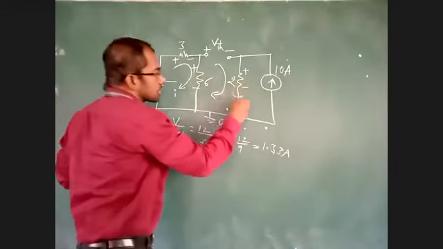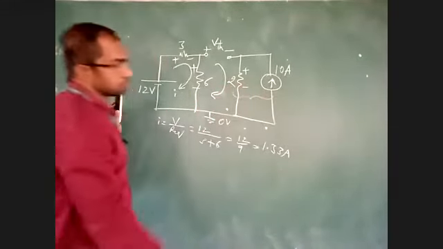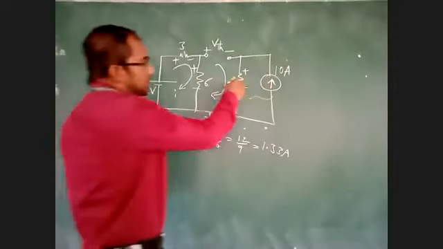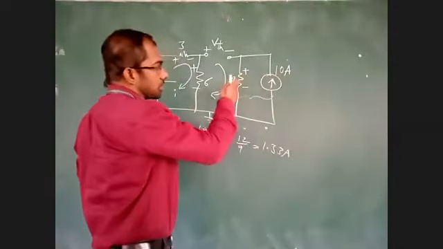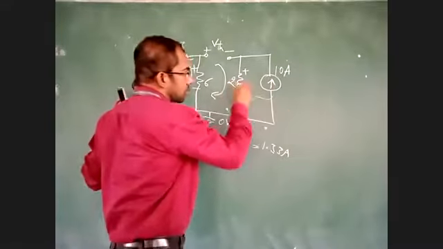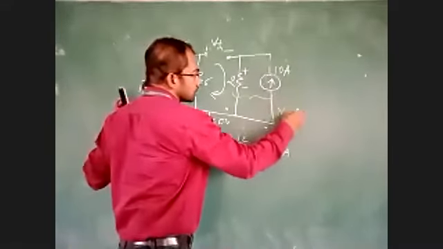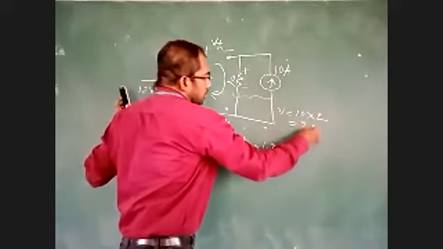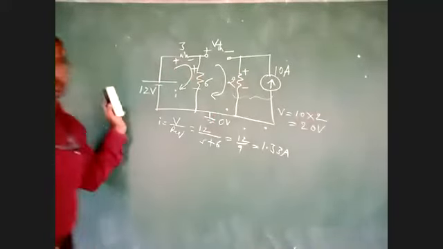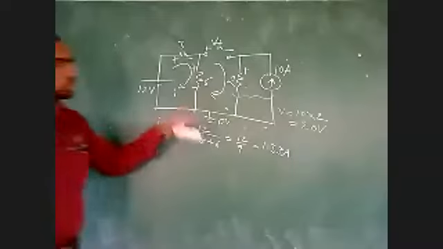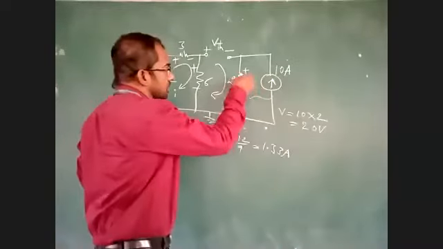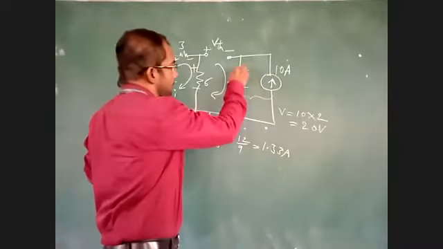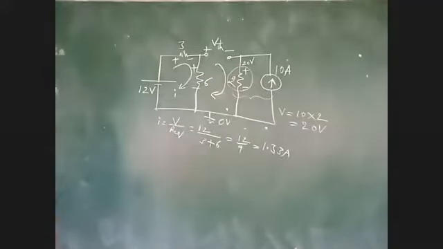Now apply source transformation for this. We do not need source transformation. What is the voltage here? Voltage in 2 ohms. What is the voltage in 2 ohms? 20 volts. So the voltage in 2 ohms is 20 volts.